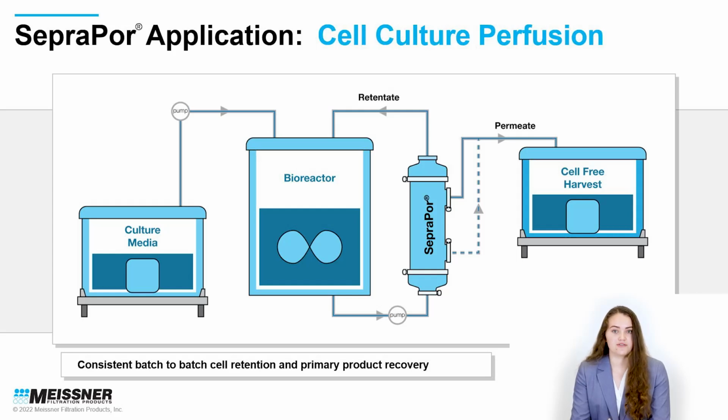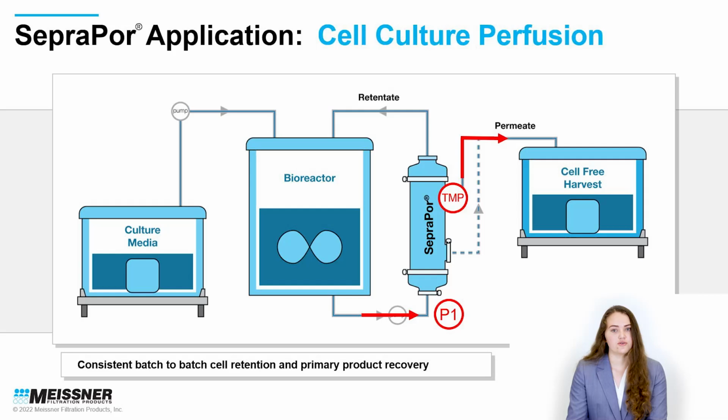As that permeate is filtered out and collected, fresh culture media is pumped in to maintain a consistent vessel volume and to provide fresh nutrients for cell growth and viability. With perfusion runs often lasting weeks, long-term consistency and minimizing areas of variability are key.